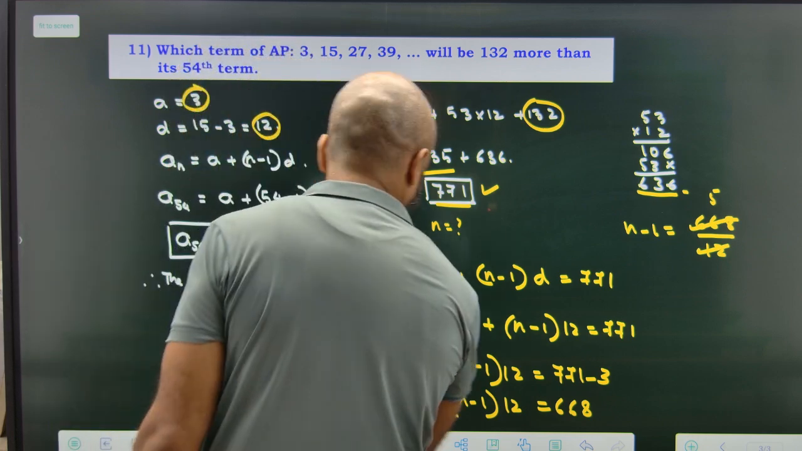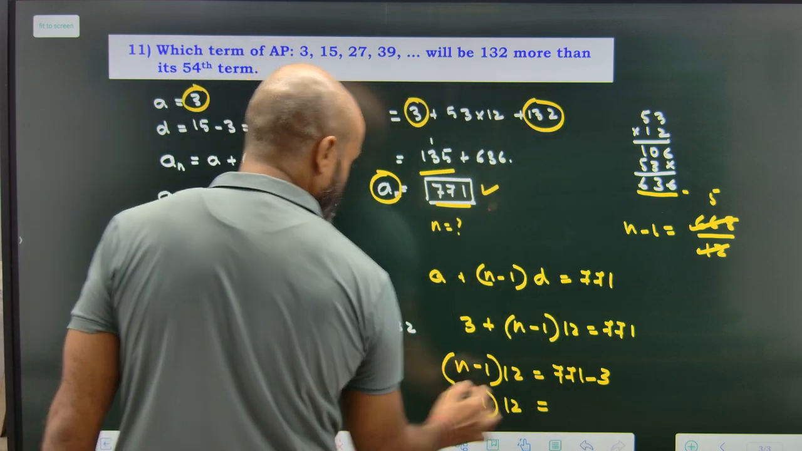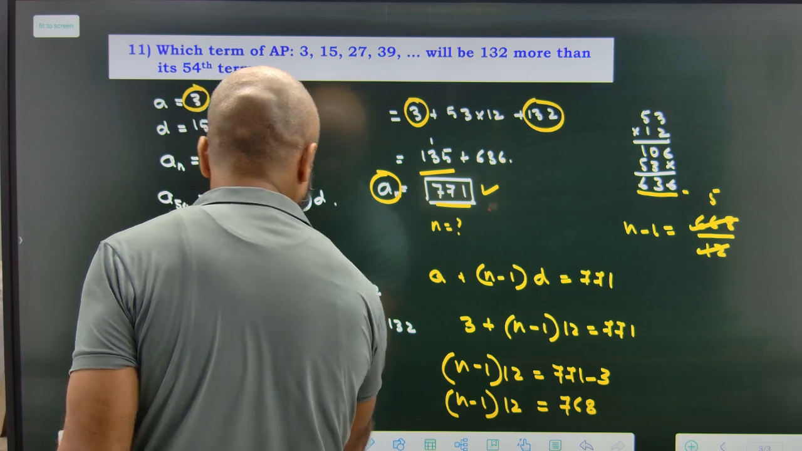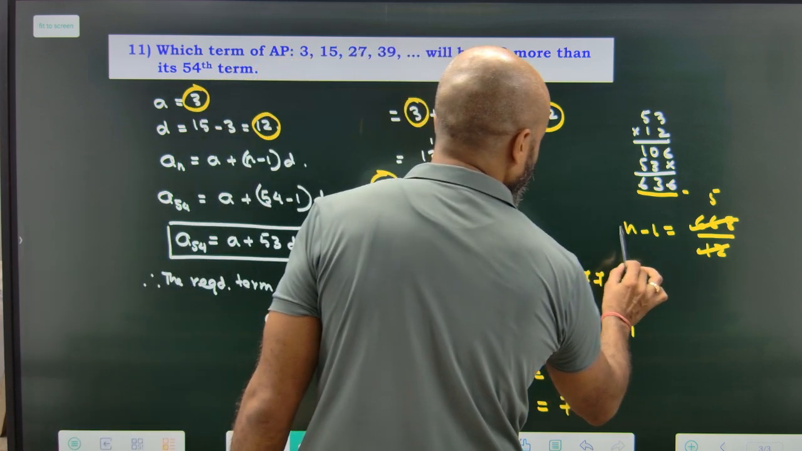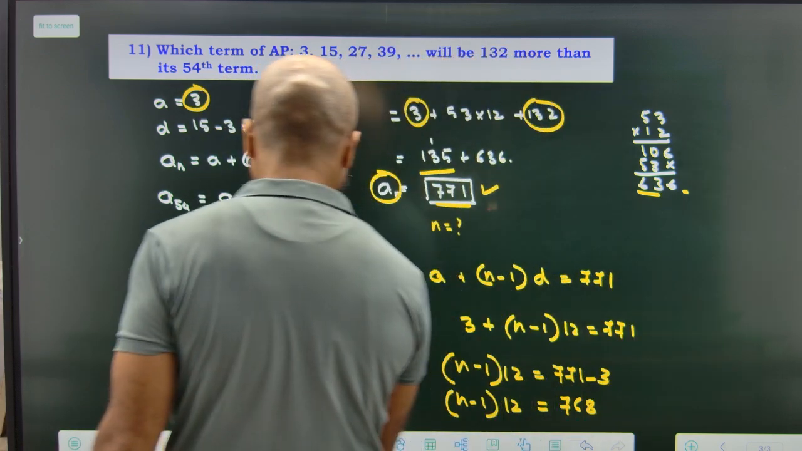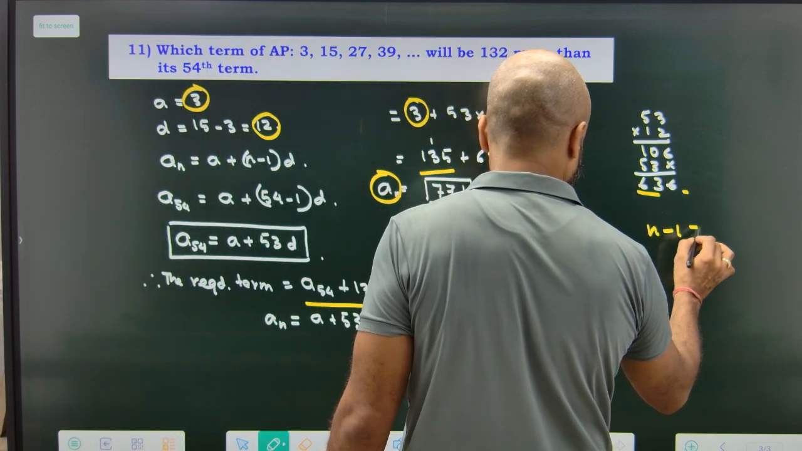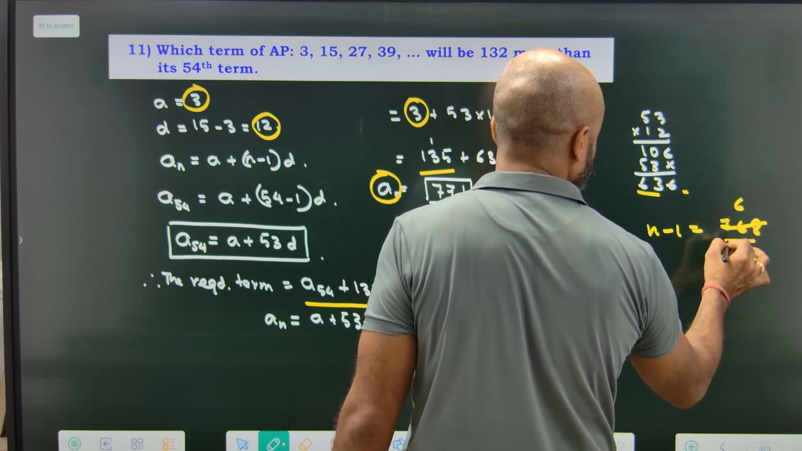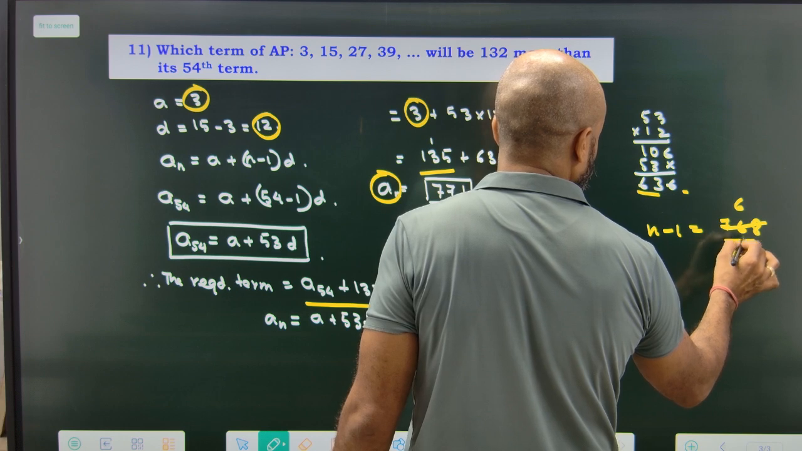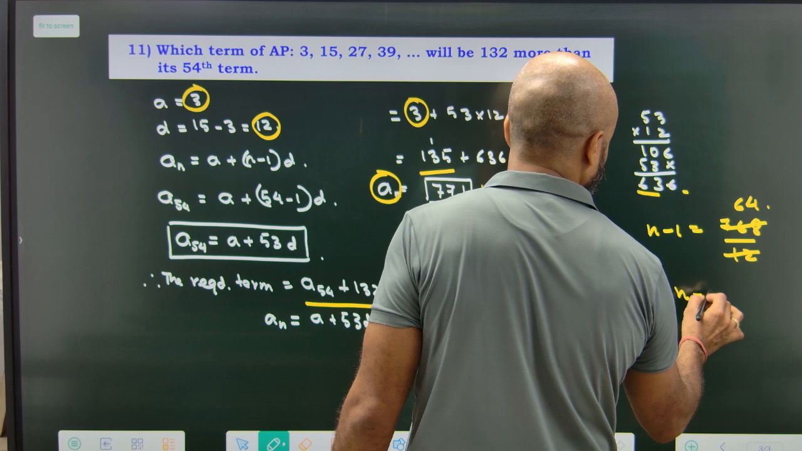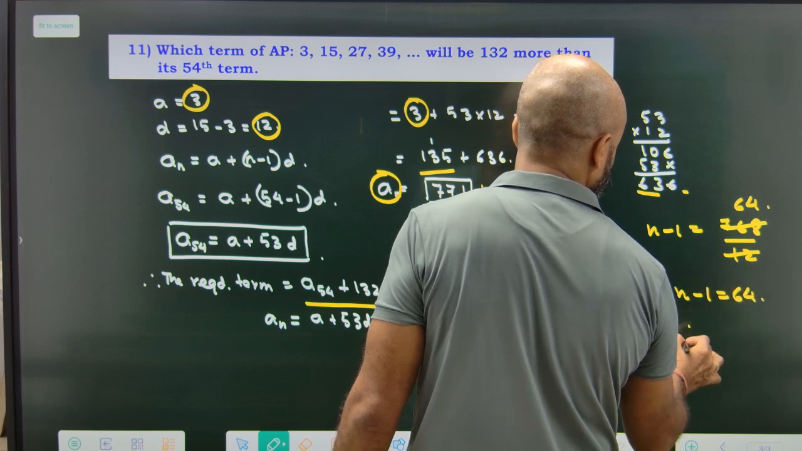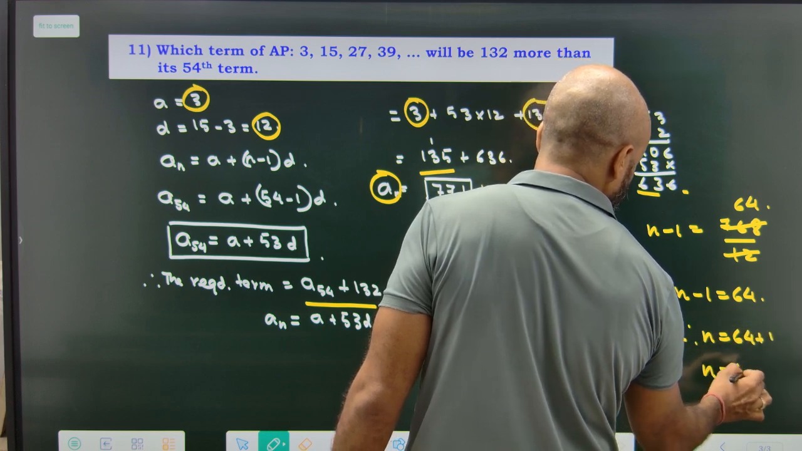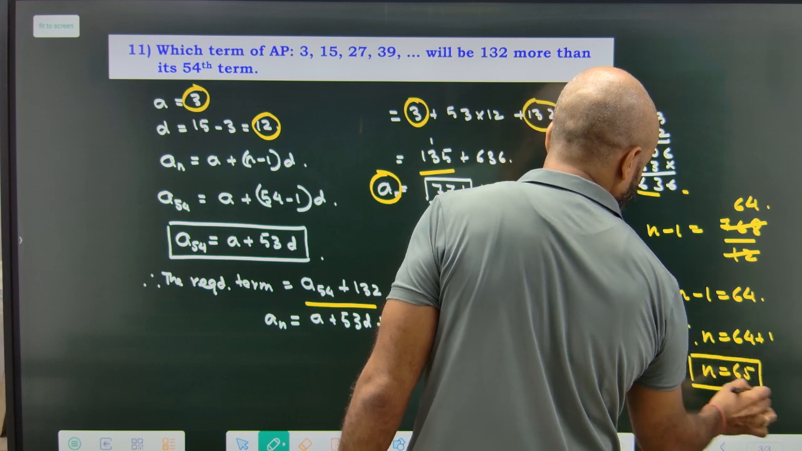Oh, 668. That's the mistake that I made. I am so sorry. That will be 768. I am so sorry about this. Okay. So here we have 768. So N minus 1 will be equal to 768 by 12. So 12 6s are 72, 12 4s are 48. So N minus 1 is equal to 64. So therefore N will have a value of 64 plus 1. So N is equal to 65.